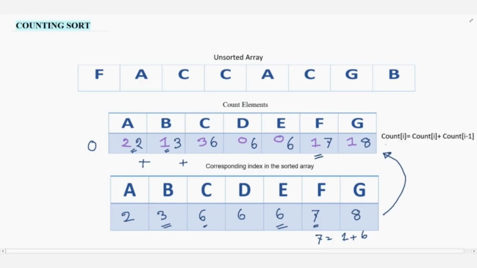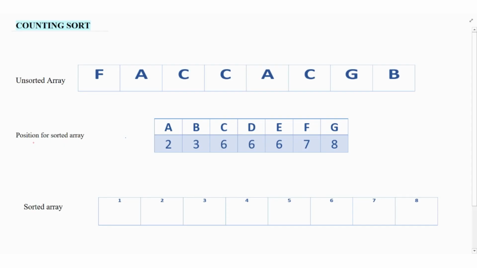The pseudocode can be something like this. This table will no longer represent the counts. This table will represent the position of the elements in the sorted array. So we can update the table. And this is the updated table. So now we have updated this table. This table represents the position of every element for the sorted array.